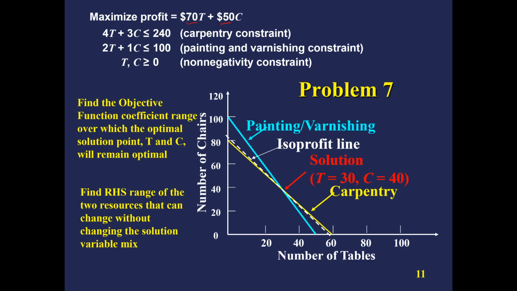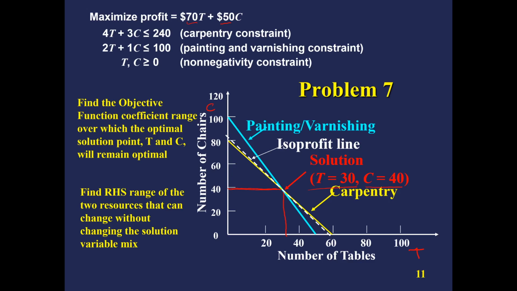Graphical solution is there. If you see the graph, it says make table equal to 30 and chairs equal to 40, and this is the corner point here. C is equal to 40 and T is equal to 30. This is T and this is C. Alright.